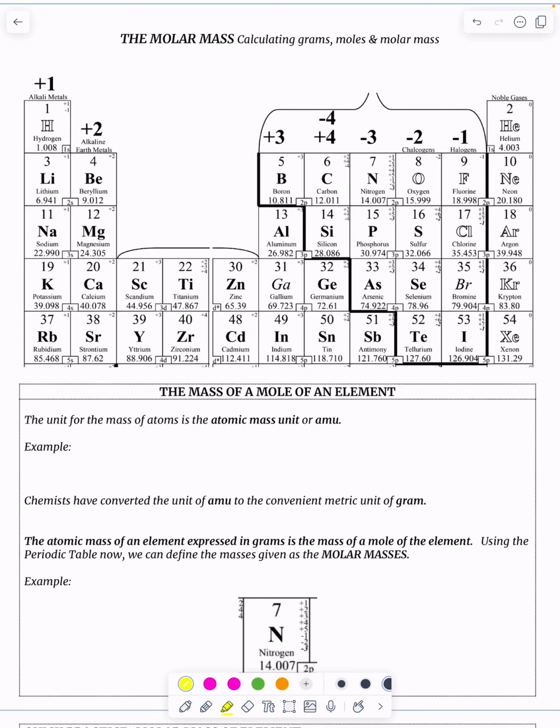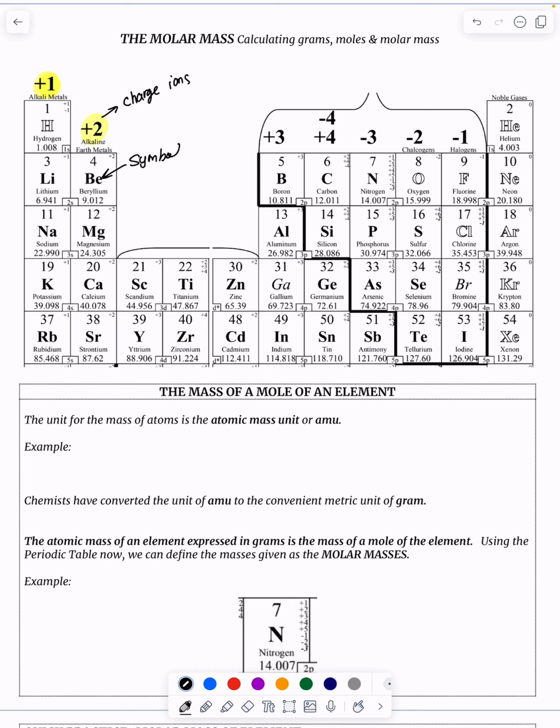We've seen some numbers on here, like we've seen the number 1, +1, or +2 above a group, and that represents the charge of the ions in that group. So beryllium will form a +2 charge, hydrogen will form a +1. We've seen the symbol, and we've seen the name.